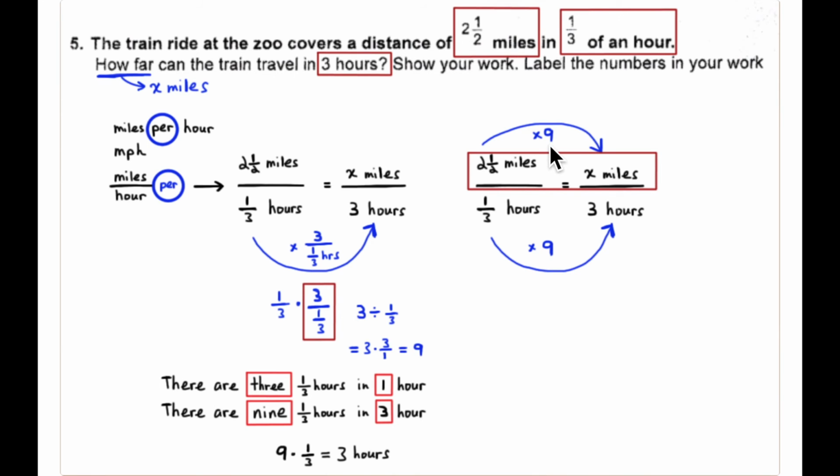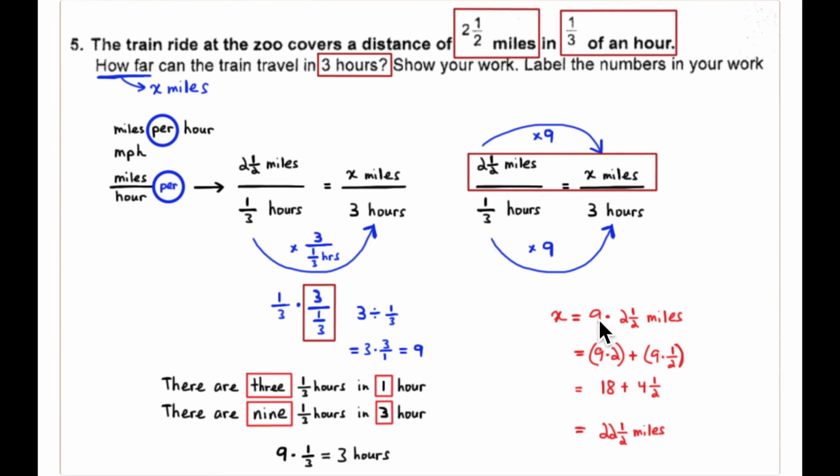2.5 miles times that 9 is going to give you x. So you can solve for x. 9 times that 2.5 miles. Use the distributive property. 9 times 2 plus 9 times that 1/2 right there is equal to 18 plus 4.5. 9 halves is 4 1/2. Add them together, you get 22 1/2 miles.